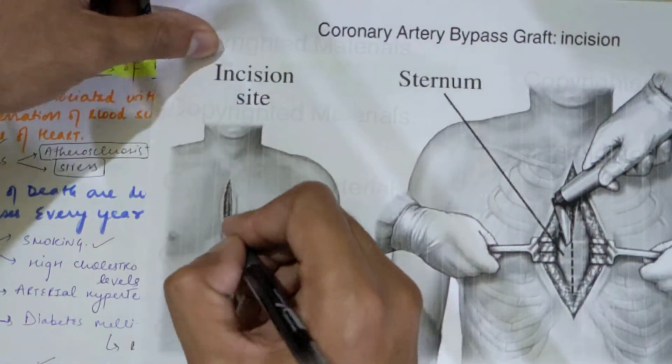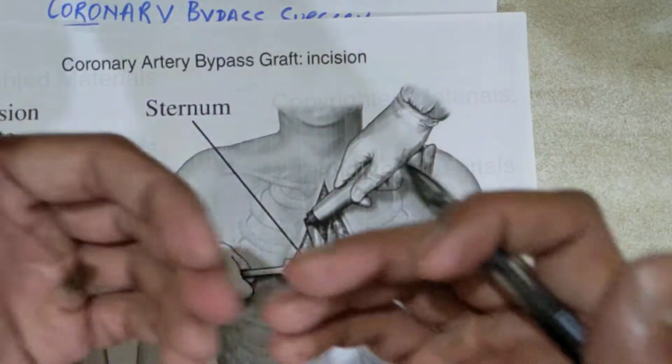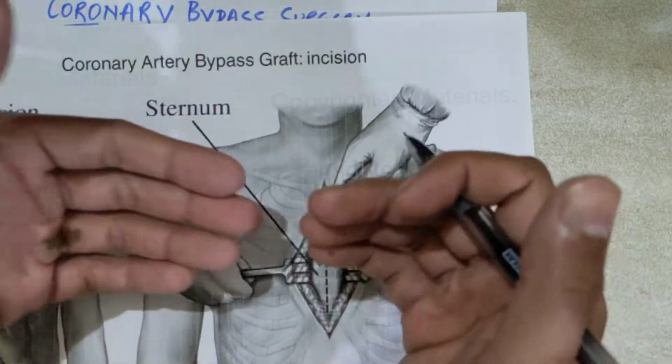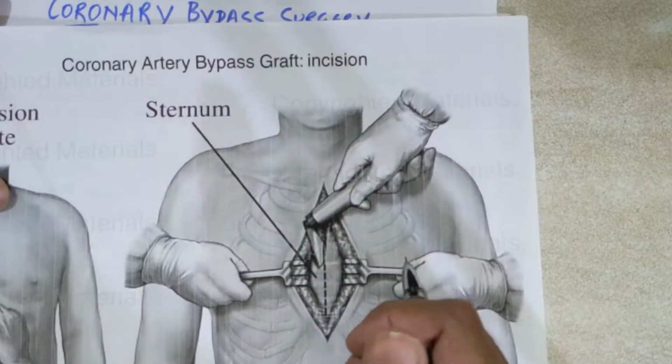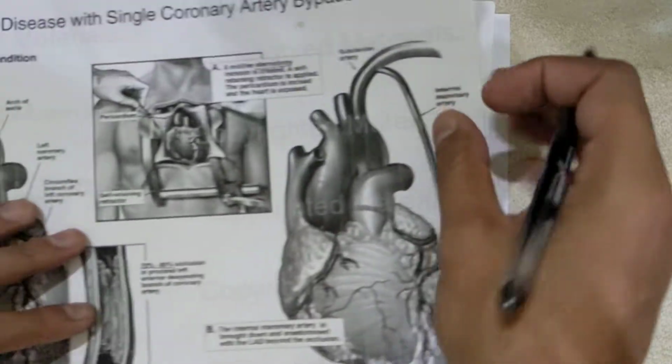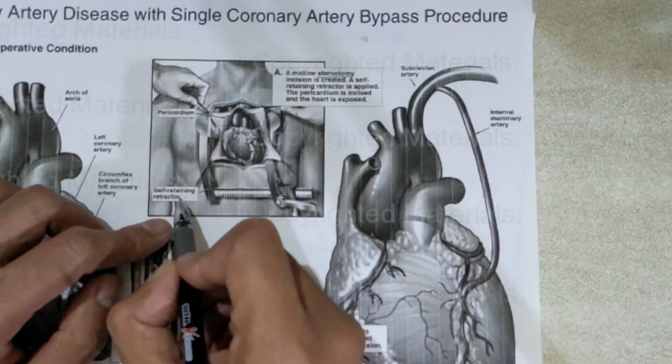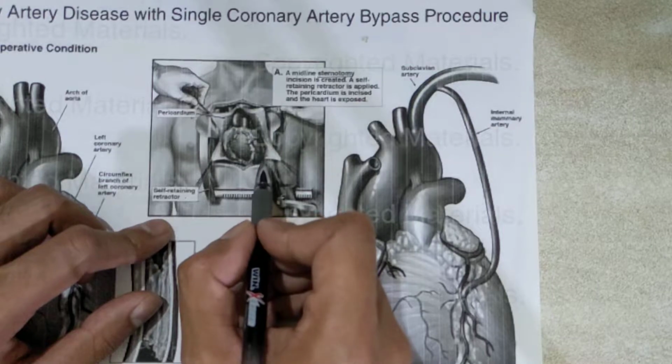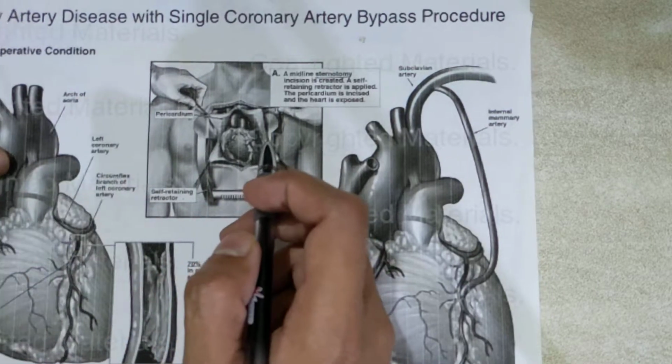This is the incision site first of all, then we expose the sternum wall, and after that we expose the heart. Okay, then the heart is visible. In this diagram you can see the retractors, the self-retaining retractors and the retractor of the heart. Okay, so this is the area which is exposed.